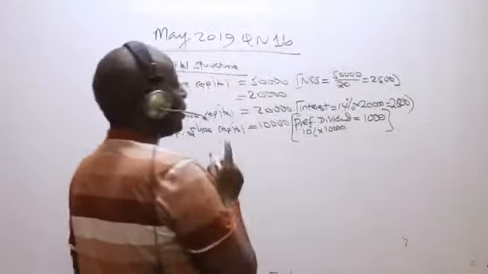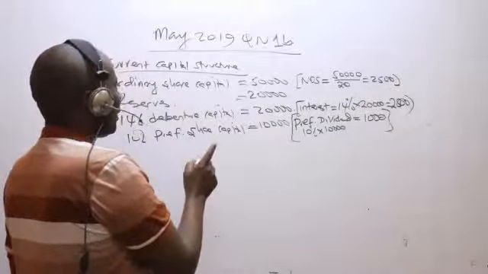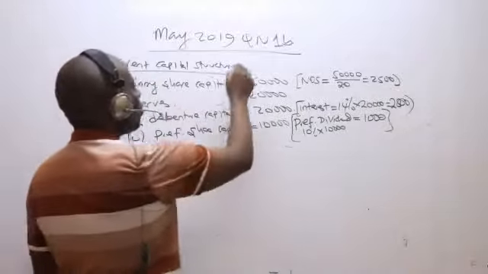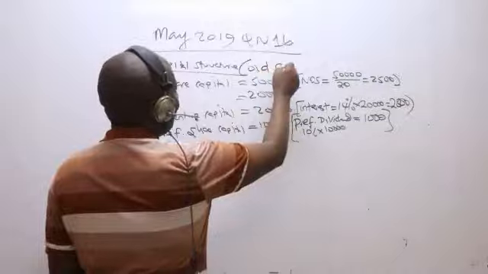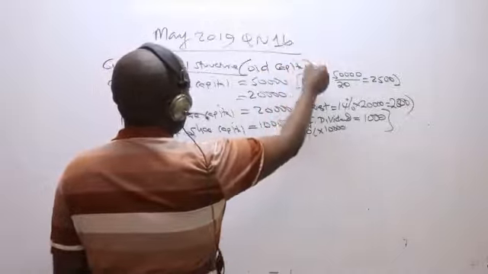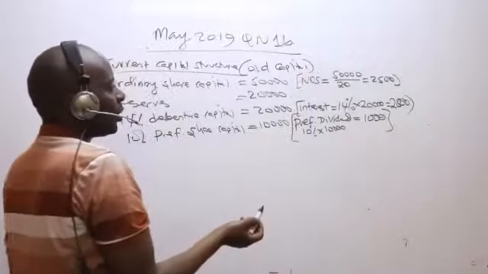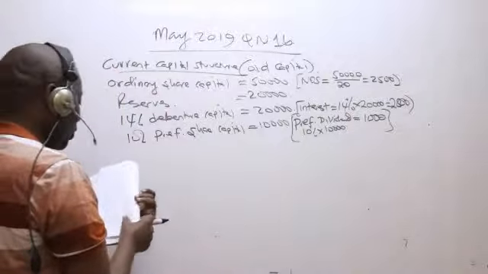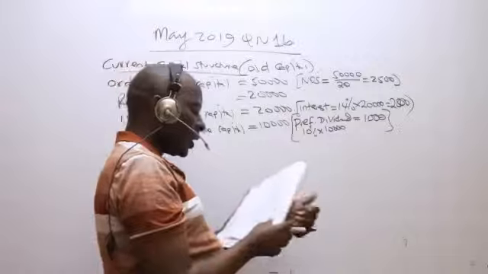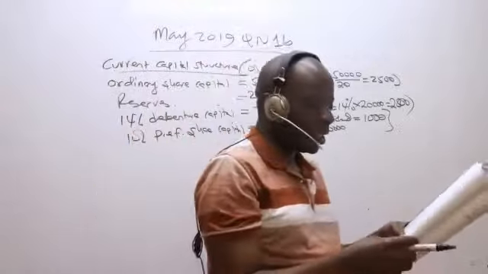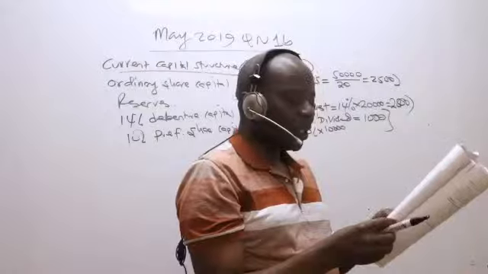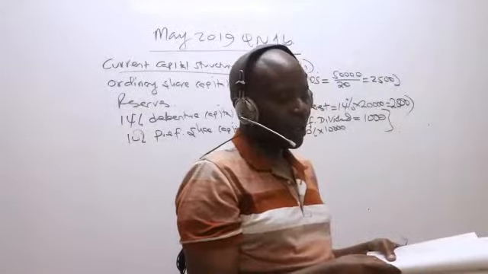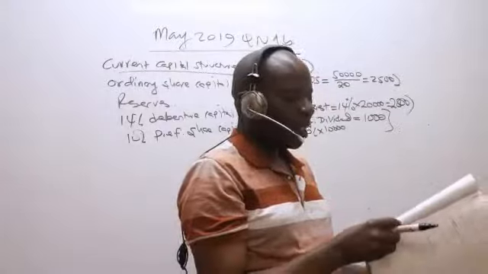Thank you very much. These are very important. Current capital structure is also what I call the old capital structure, the existing capital structure. Now from there, they want us to look for some more funds. If you look at this question very well, they want us to raise 10 million Kenya shillings.